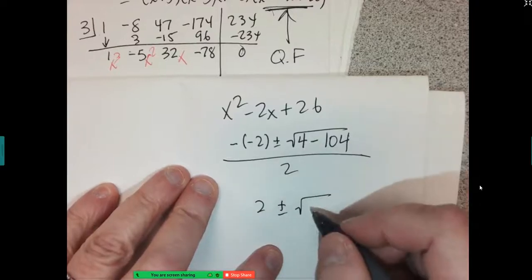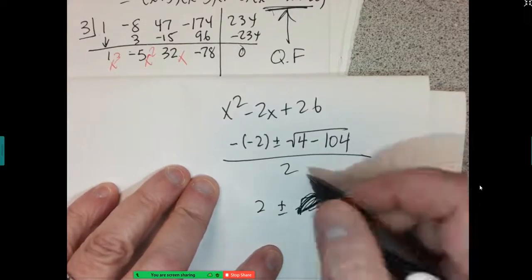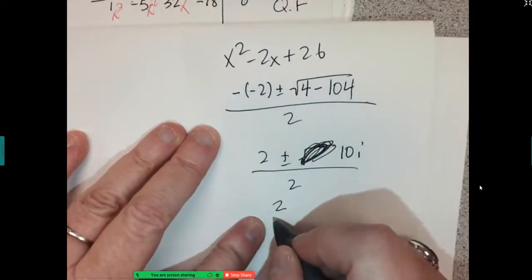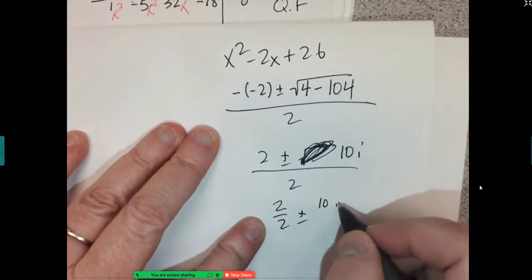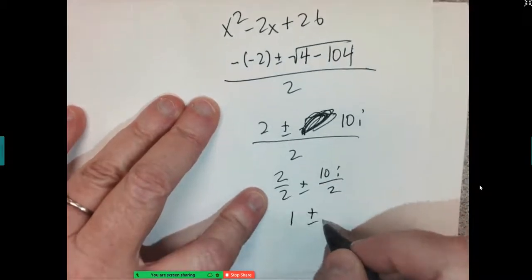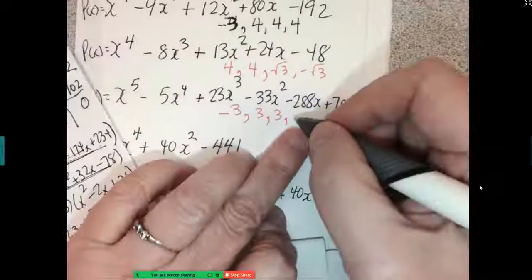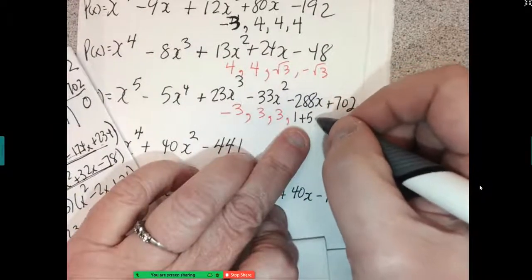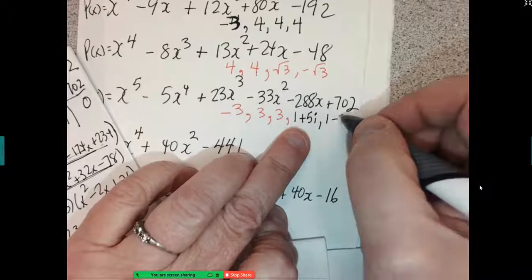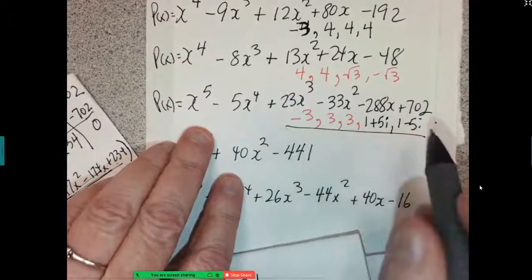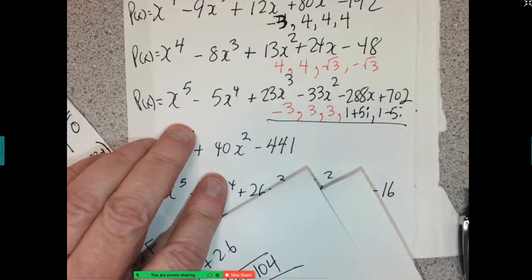That's negative 100. So the square root of negative 100 is 10i. So it's going to be 1 plus or minus 5i. So I come back here, and I'm going to have 1 plus 5i and 1 minus 5i. So those are my 5 zeros for that one. And there ends the recording.